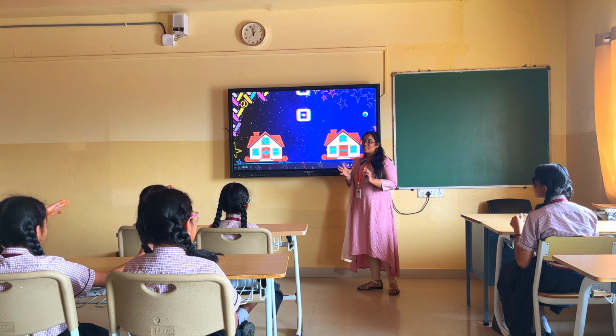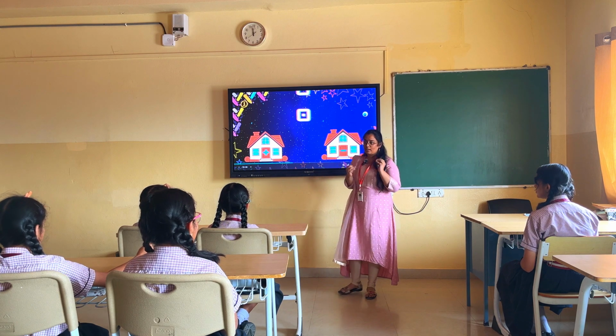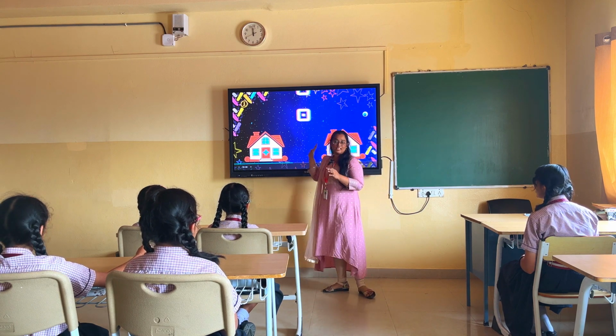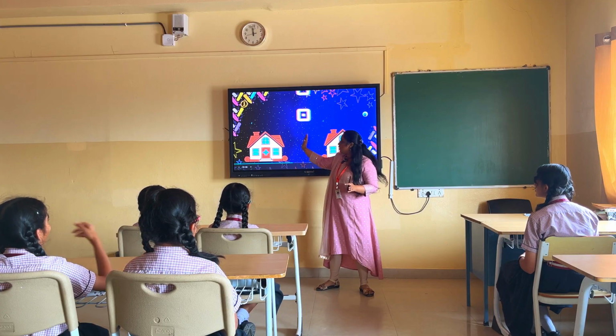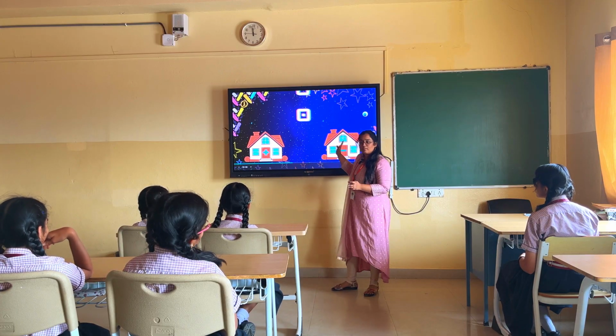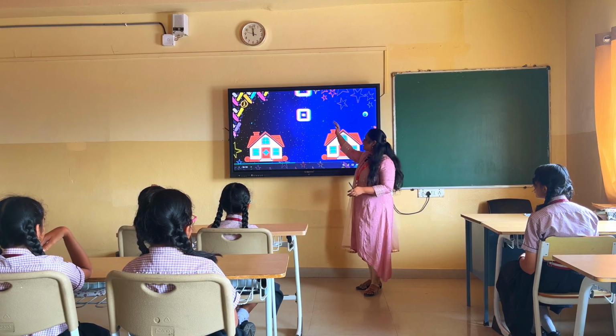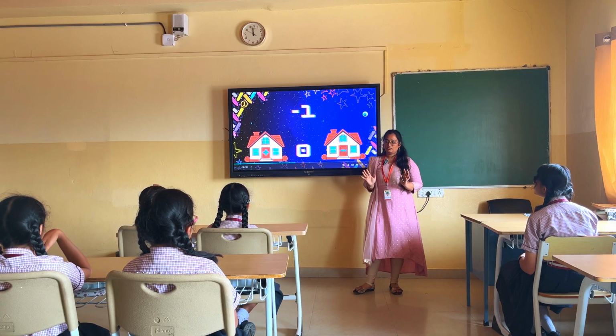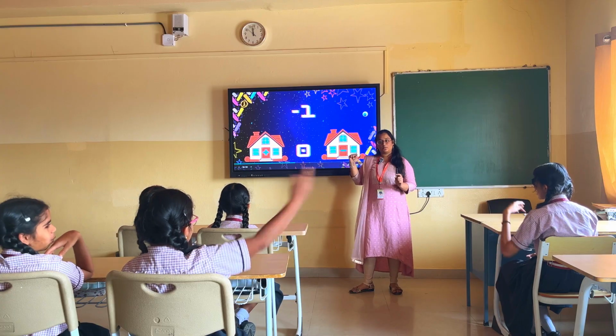Did I say? 0 is neither positive nor negative. It does not have a home. It's unique. So it will never belong to a positive number. It will never belong to a negative number. It will just sit in the middle like that. Got it? What about minus 1 now?